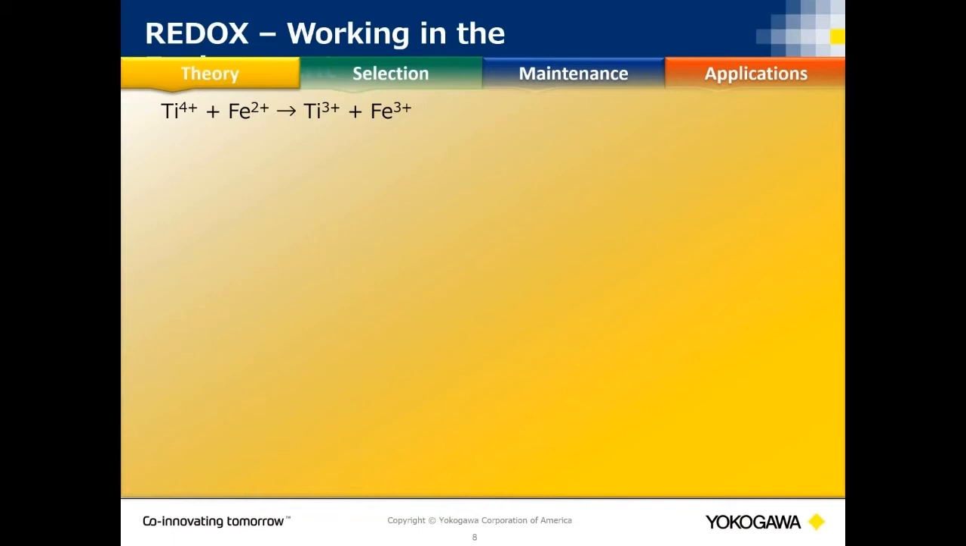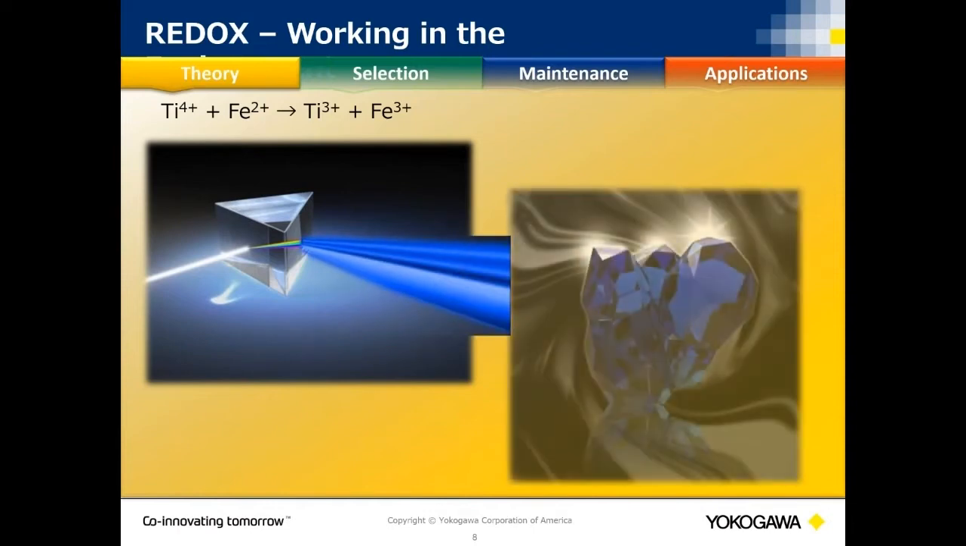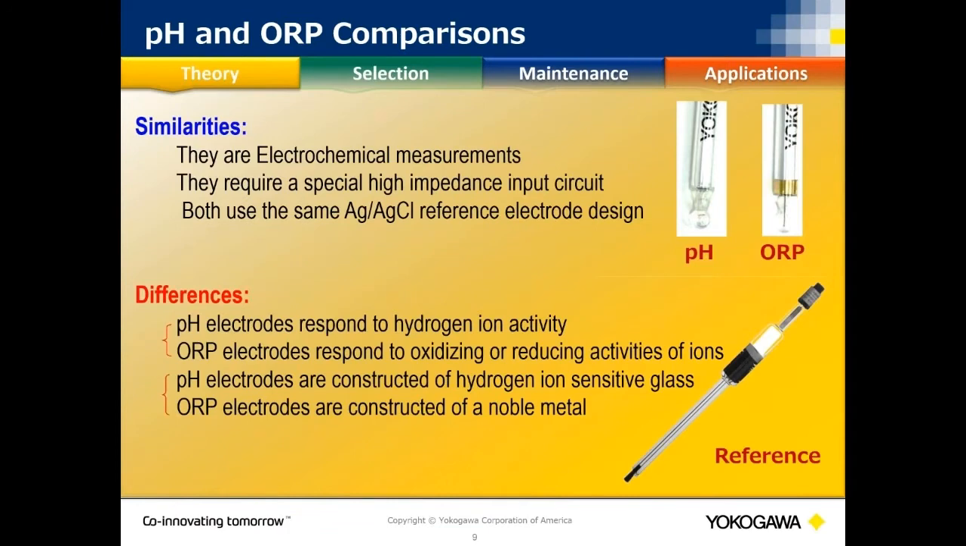So let's take another example. Titanium and iron, let's look at sapphire crystals. The blue color is caused by an everyday occurring ORP or redox reaction. When natural light passes through the crystals, a reaction between titanium and iron occurs and absorbs all of the regions of the light spectrum except for the blue. And that's why sapphire crystals have their actual blue color.